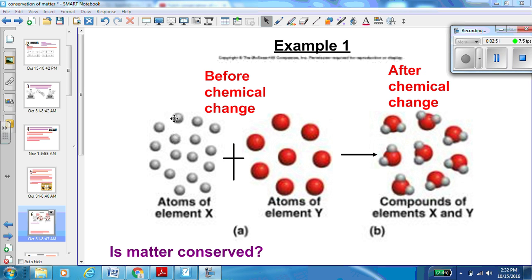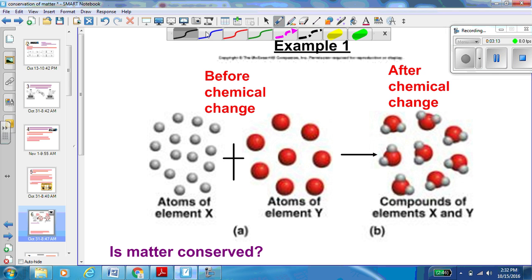So if I count all of my grayish colored atoms here, I've got 1, 2, 3, 4, 5, 6, 7, 8, 9, 10, 11, 12, 13, 14, 15, 16, 17, 18, 19, 20, 21, 22, 23, 24. So my total number that I'm starting with is 24 atoms.